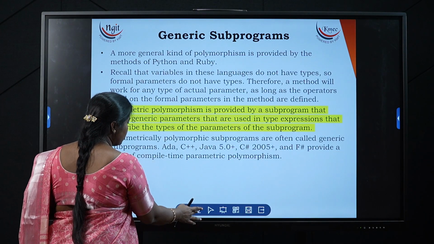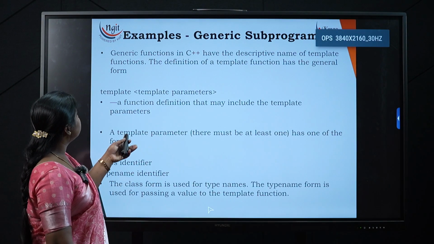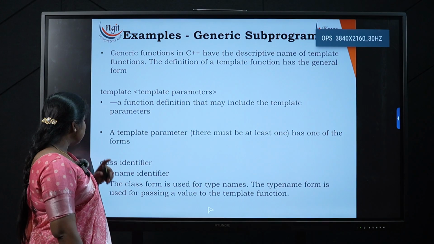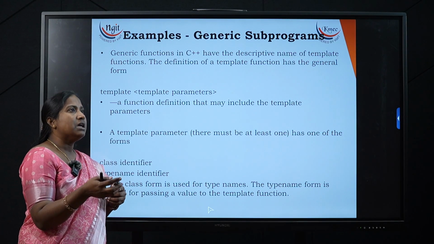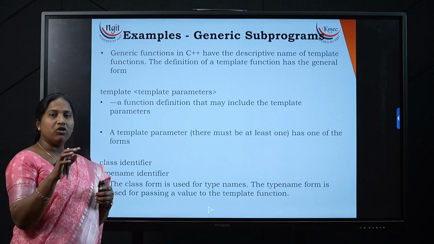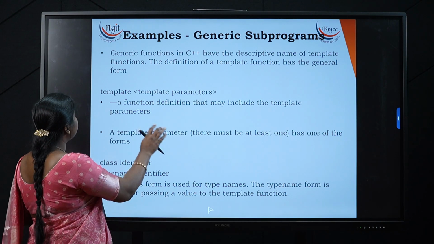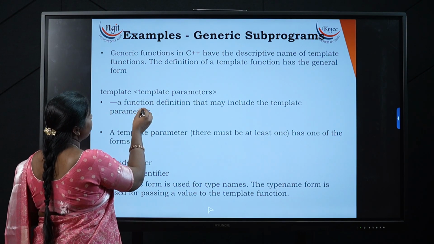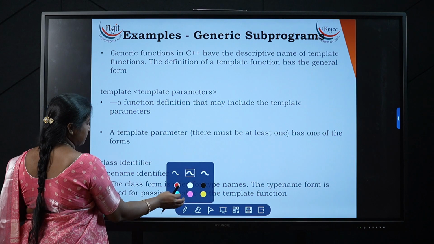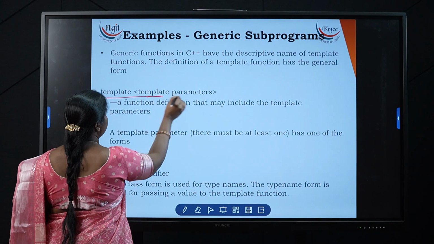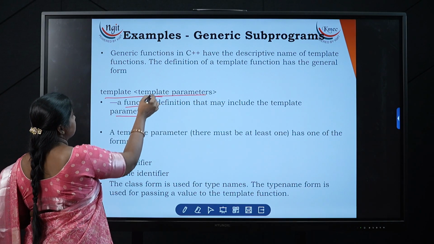Right. Now I'll show you some examples of how generic subprograms are written from language to language. This syntax is from C#. In C#, when I want to take some class, I should follow the common general form to create a class. So that is the general form of generic functions in C++. The descriptive name of template functions is template, and template parameters. So this is the general, generic one. And in this one, a function definition that may include the template parameters.